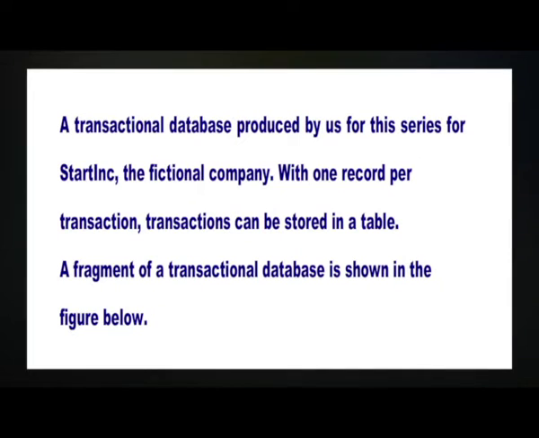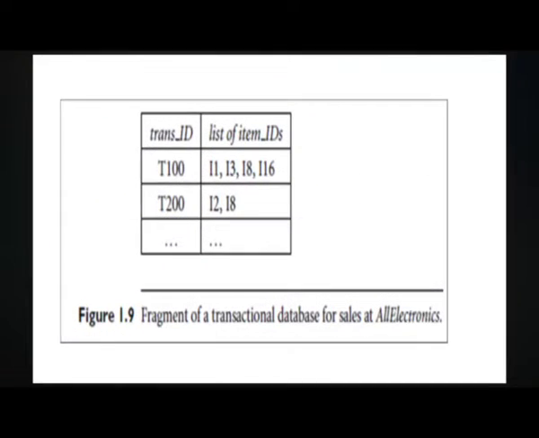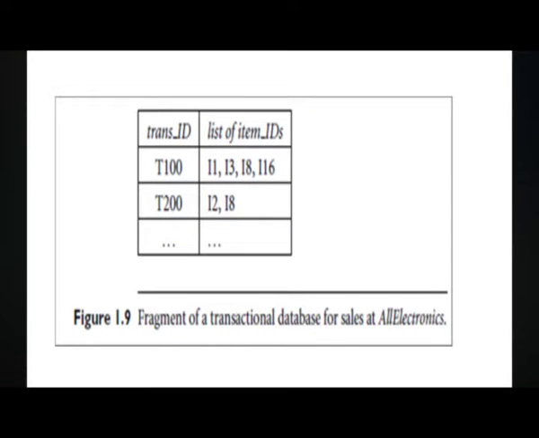A transactional database produced by us for this series for Start Incorporation, the fictional company, with one record per transaction. Transactions can be stored in a table. A fragment of a transactional database is shown in the figure below. This has been depicted below. The sales table is a nested relationship from the relational database point of view because a set of items is contained in the attribute list of items ID.